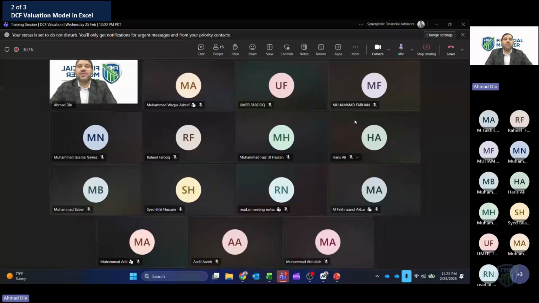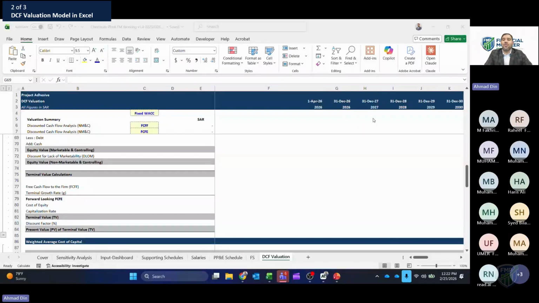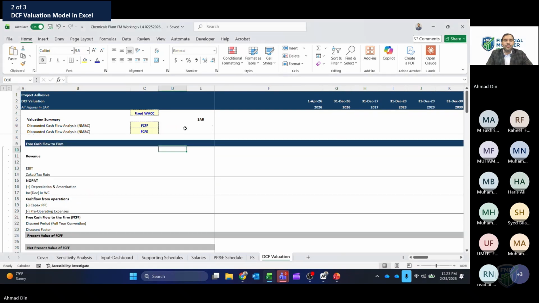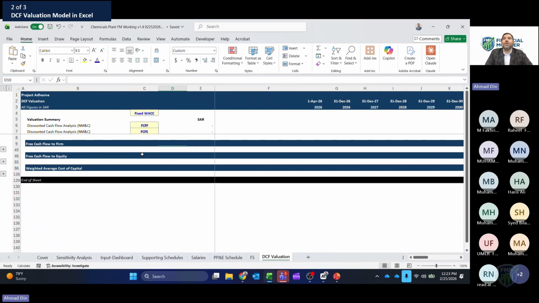Let's move to our financial model. We already have a financial model with the three statements, which we covered in our last three sessions last week. On the basis of that, we will value the company. First of all, we will go with the free cash flow to firm, how to calculate the free cash flow to firm, and then we will move to free cash flow to equity.